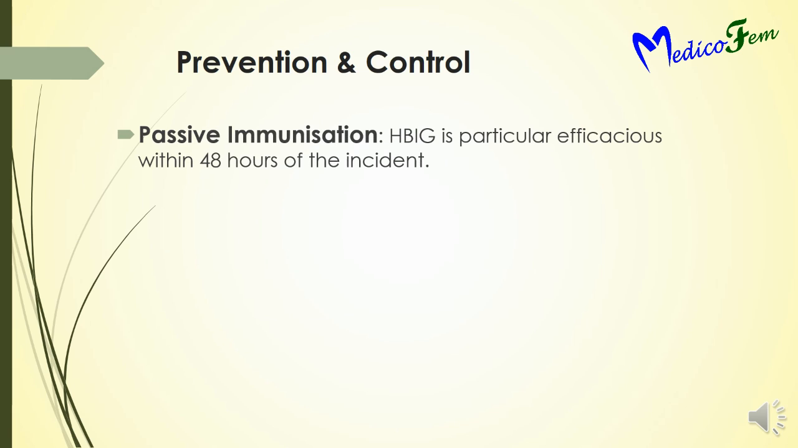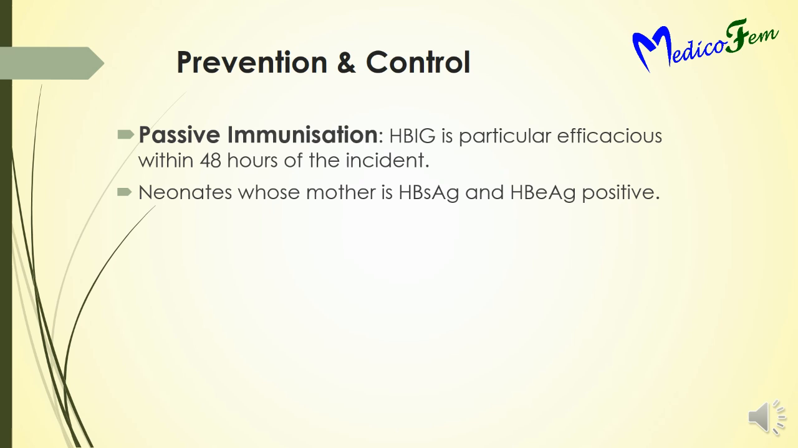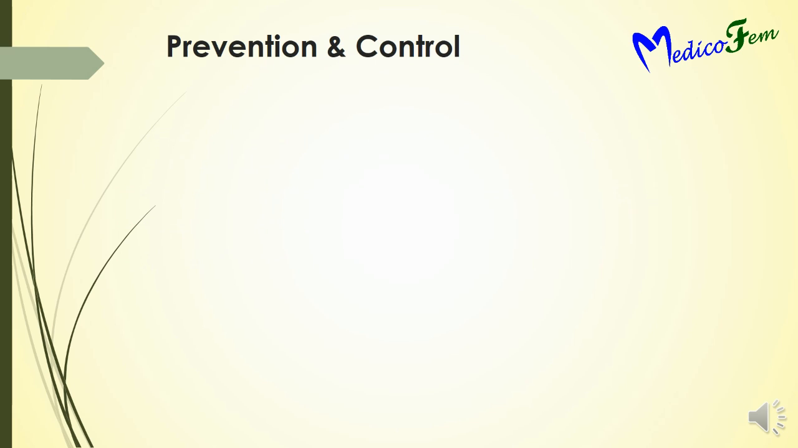Passive immunization can be given by antibody against surface antigen, monoclonal antibody against surface antigen, and it is effective if given within 48 hours of exposure to hepatitis B virus. It is given to a neonate born to a mother who is HBsAg positive and HBeAg positive. It is given after needle stick injury. It can be given after suspected personal contact.